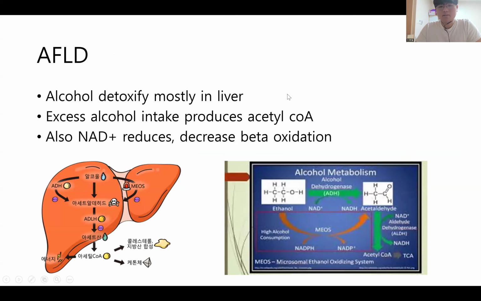The liver is the organ that detoxifies toxic waste. Drinking alcohol is detoxified in the liver by the enzyme ADH. ADH produces NADH, which consumes NAD+. It makes beta oxidation of fat harder. Alcohol finally produces acetyl-CoA, which is used to make fatty acid.